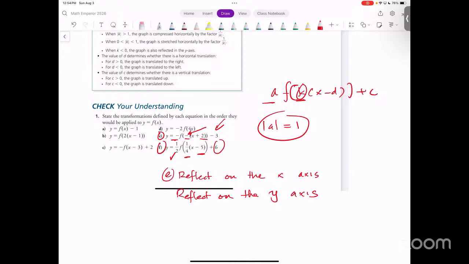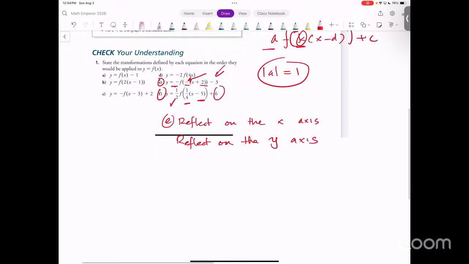Okay, Harshini, can you describe the C? Horizontal translation to the right. Before the horizontal translation, don't you see the negative in the front? Yeah, reflection in the x-axis. Okay. Horizontal translation to the right 3 units and vertical translation up 2 units. Correct. Okay, let's go back to Divya.